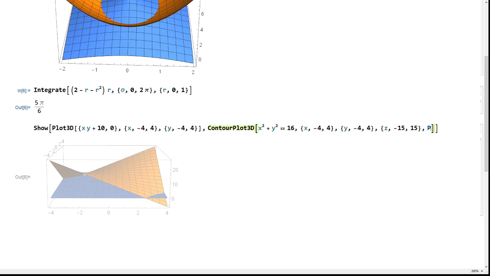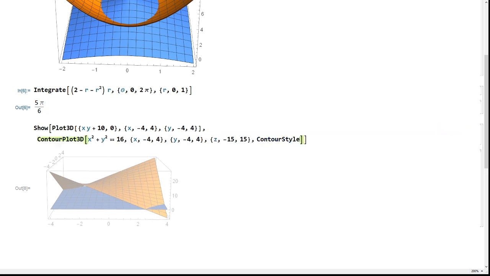And actually, let's do this. Let's do contour style. Let's make these purple, and let's lower the opacity a little bit.